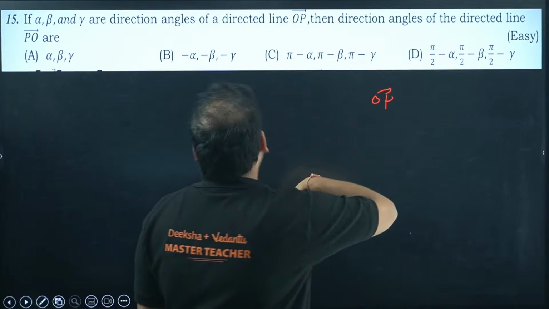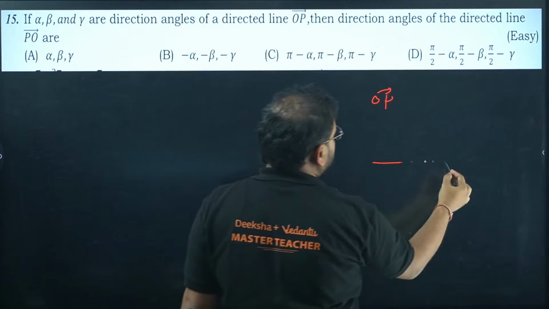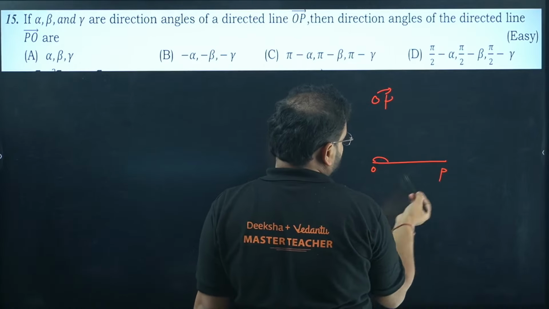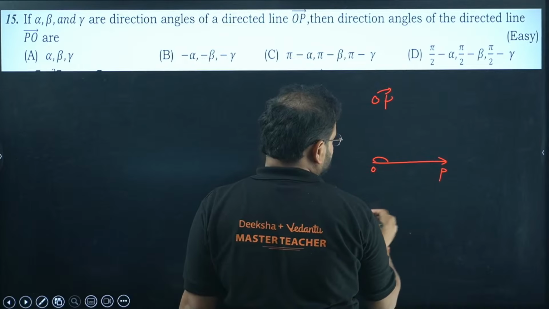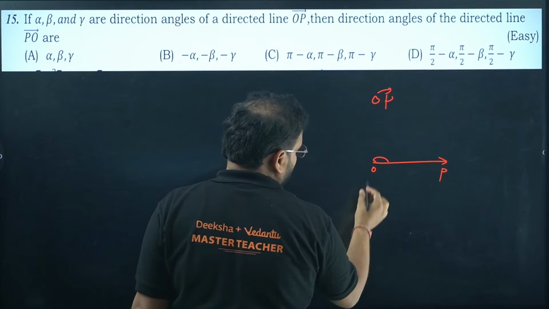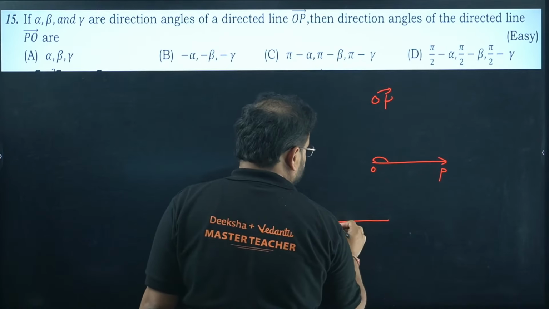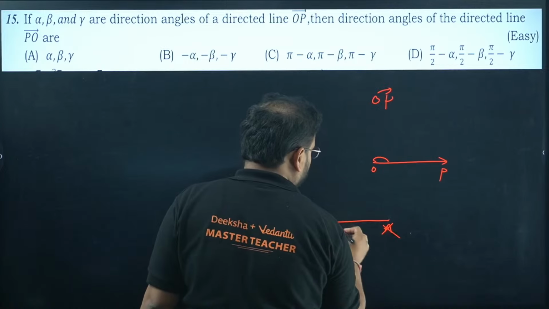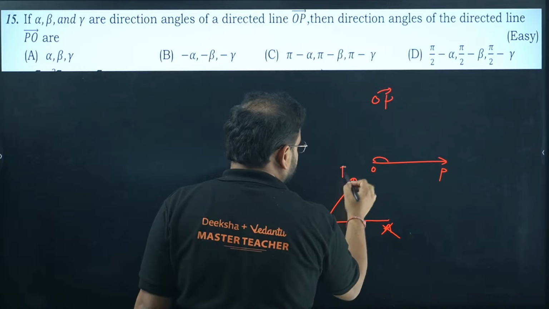I'm looking for directed line PO, just opposite, no? If this is, let's say, OP here. Okay, so PO will happen to what? It'll go like this, no? It'll go in the opposite direction, basically. Let's say this is OA here, or x-axis over here, and this is the angle P.